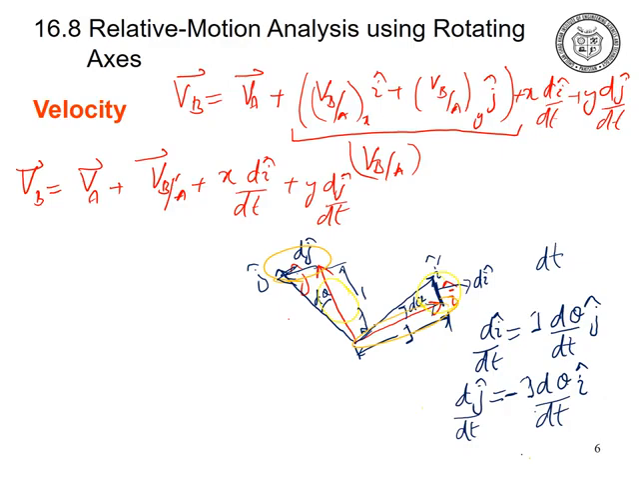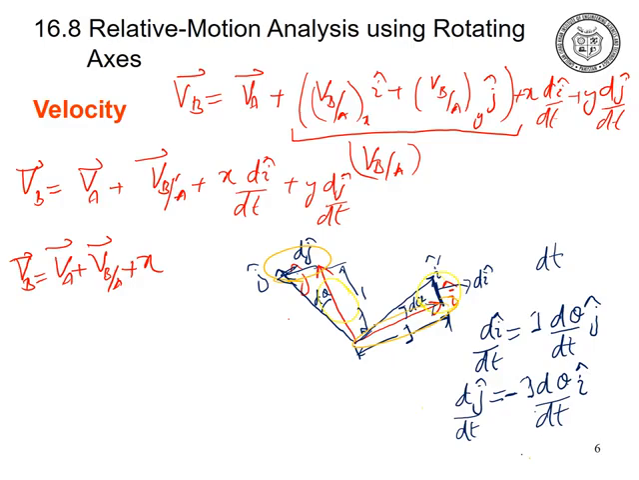So here you can substitute the values of di by dt and dj by dt in the above equation. So the above equation becomes v_b equal to v_a plus v_b with respect to a plus x times, what is d theta by dt, the derivative with respect to time. As d theta is the change in the angular position for the axes, the x-axis and the y-axis rotate through a small angular displacement d theta.